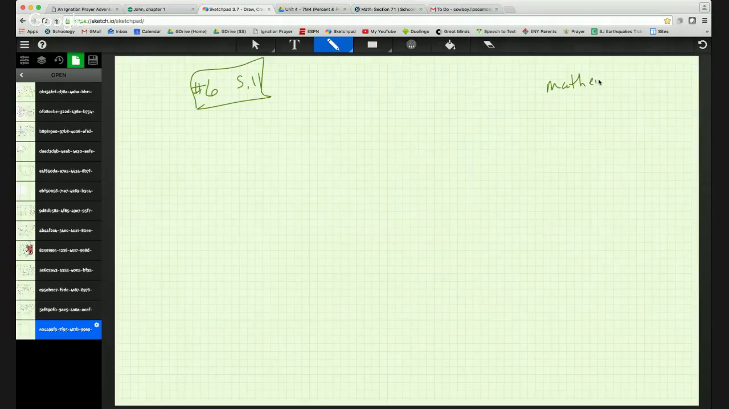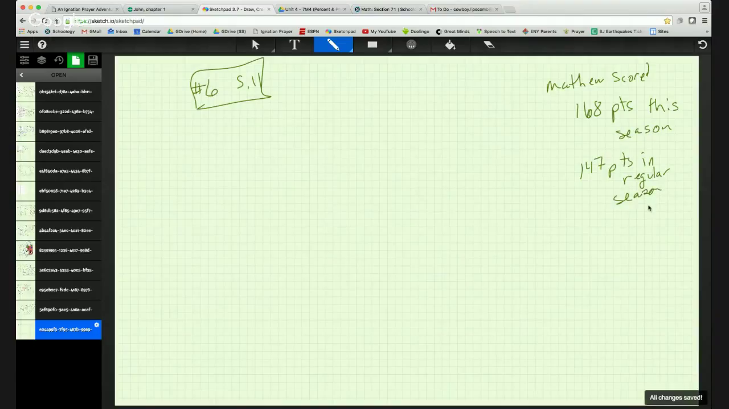Matthew scored 168 points this season. 147 points in regular season. And then the rest in the playoffs. And the question is, what percent did he score in the playoffs?